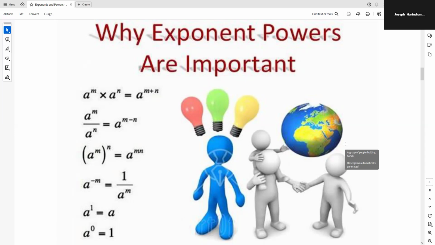The fourth rule is called the reciprocal rule, or the negative exponent to positive exponent rule, which is a power minus m is equal to 1 by a power m. To change from a negative exponent to a positive exponent, we should take its reciprocal. a power 1 is a itself, and a power 0 is 1. Any number raised to the power 0 is 1.